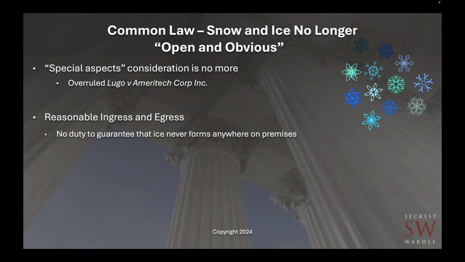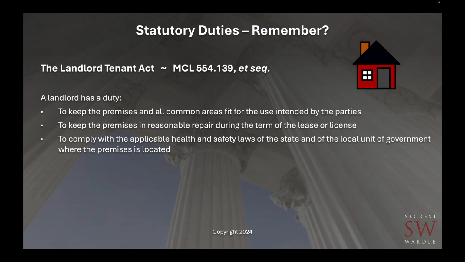A landlord also has no duty to guarantee that there is never ice or snow on the premises, but only to provide a means of reasonable ingress and egress. You might recall earlier in the discussion that the landlord's duties under the Landlord-Tenant Act were to keep the premises and common areas fit for intended use, in reasonable repair, and comply, of course, with local and state laws.